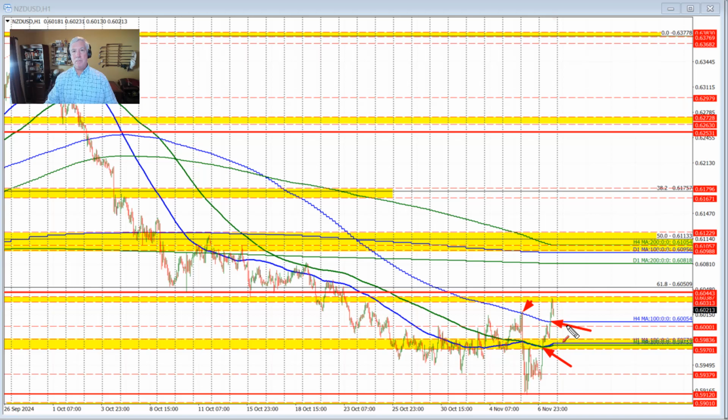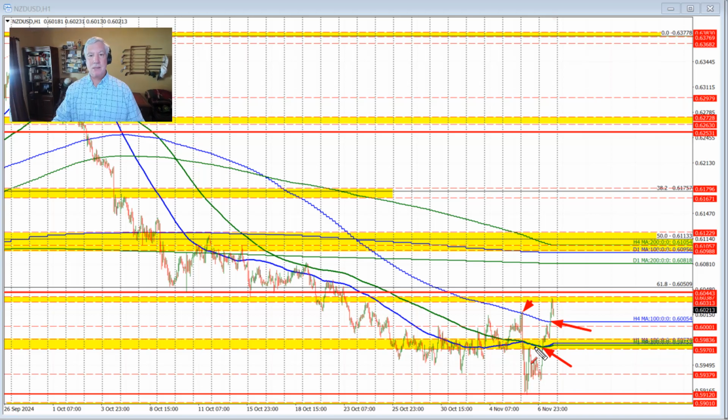The buyers had their shot, they missed, and I would expect further selling pressure back toward the 100 and 200 hour moving average and see what happens from there. So that's my technical look at the New Zealand versus US dollar.